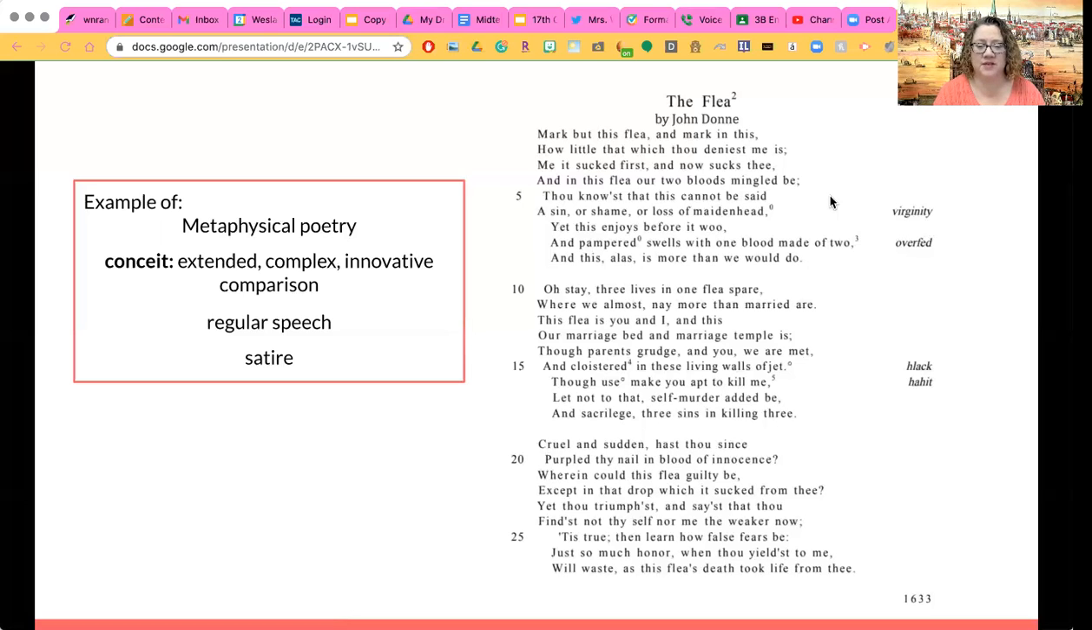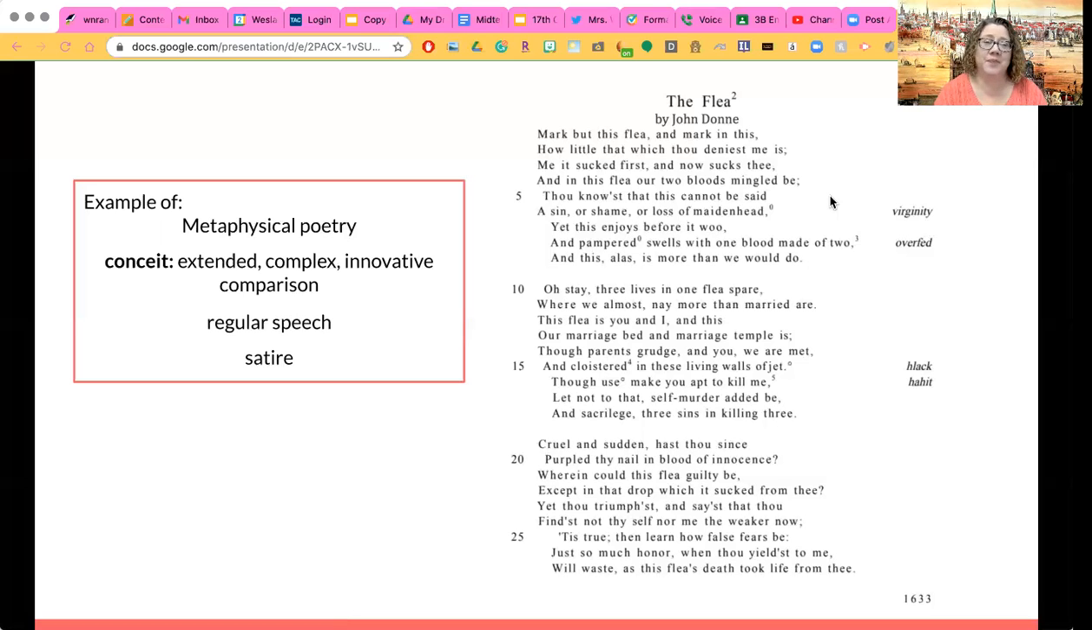"Cruel and sudden hast thou since purpled thy nail in blood of innocence? Wherein could this flea guilty be, except in that drop which it sucked from thee? Yet thou triumphst, and say'st that thou find'st not thyself nor me the weaker now. 'Tis true, then learn how false fears be. Just so much honor, when thou yieldest to me, will waste, as this flea's death took life from thee. Someday you will give it up to me, and this will all be like some silliness that we did."